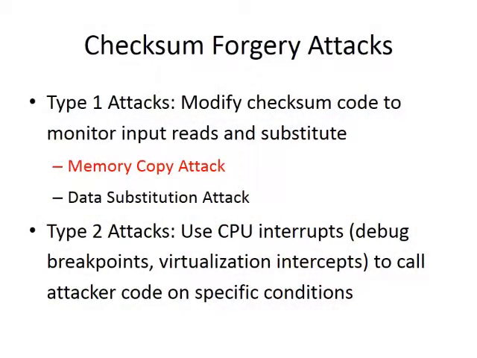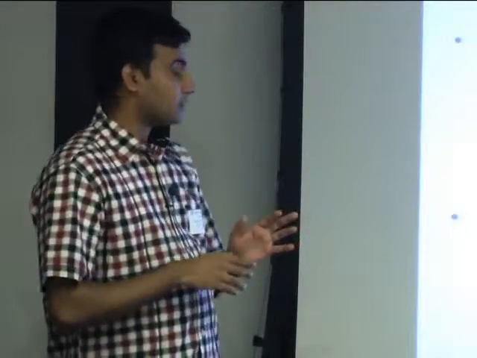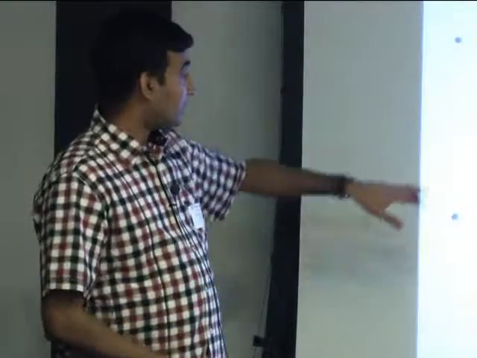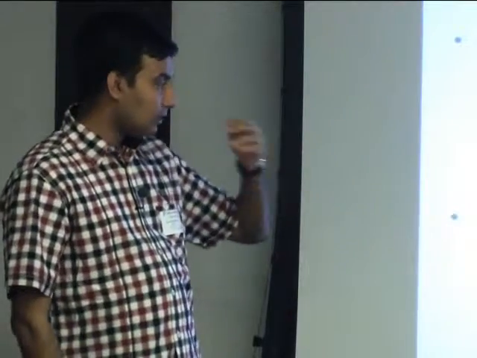So once again, what are the attacks? If you think about it, all attacks against the scheme can be classified into two. Either the attack is executing in the context of the code of the verification function, or it's executing outside that context. If it's executing in context, then you have two kinds of attacks: the memory copy attack, which we saw earlier, and the data substitution attack, which Nishant talked about. The attacks that execute outside the context, of course, have to use interrupts to switch context. That can be anything: debug breakpoints, virtualization intercepts, what have you.